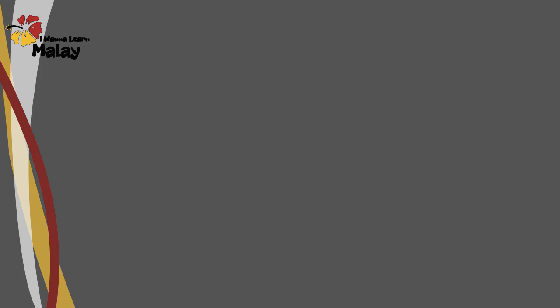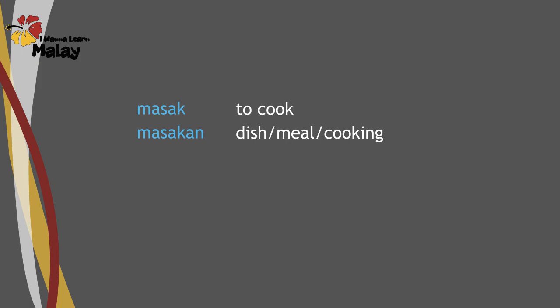So let's look at a few more examples. The verb masak, which means to cook. If we add an at the back, it becomes masakan, which is a dish or the cooking itself. So the outcome of cooking is the meal or the dish. So that is what masakan means.